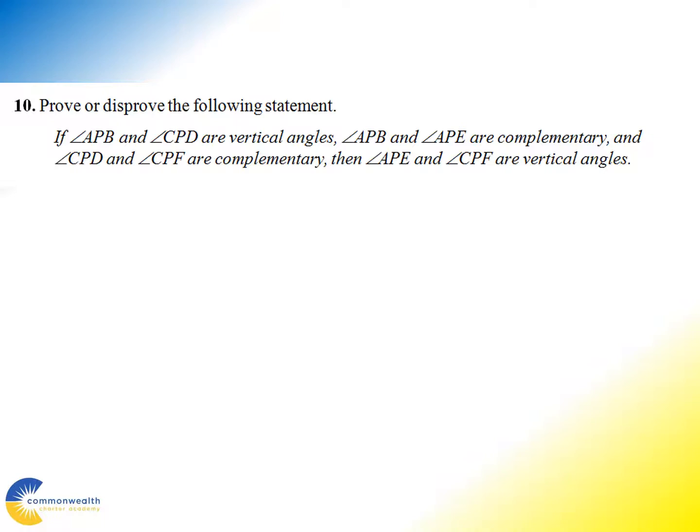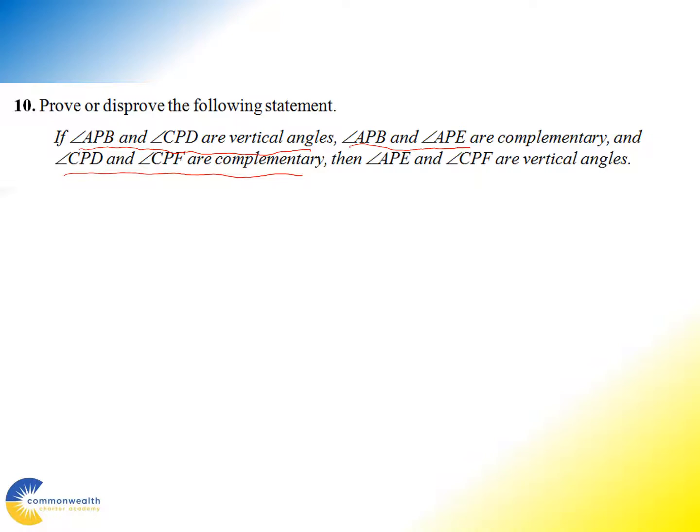So to disprove something, all I have to do is show one counterexample that meets all the original conditions, but doesn't conclude the same way. For this one, we have 3 conditions that are given that we're assuming to be true: that APB and CPD are vertical angles, APB and APE are complementary, and CPD and CPF are complementary. This is saying, if this is a true statement, that automatically APE and CPF have to be vertical angles.